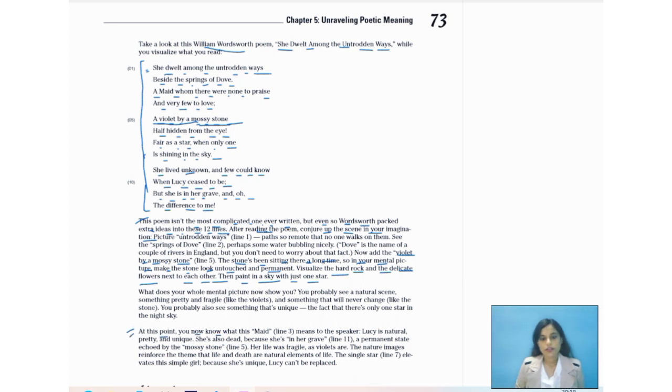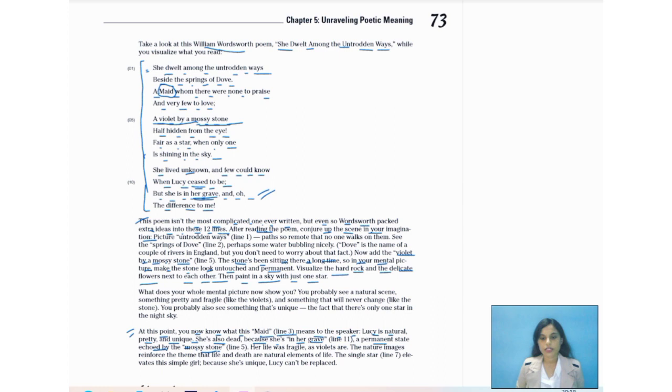At this point, you know that this maid, which was mentioned, we could see in line number 3, a maid meets the speaker. Lucy is natural, pretty, and unique. She is also dead because she is in her grave. So they are talking about Lucy, who is in her grave. That's line number 11 over here, you can see. A permanent state echoed by the mossy stone.